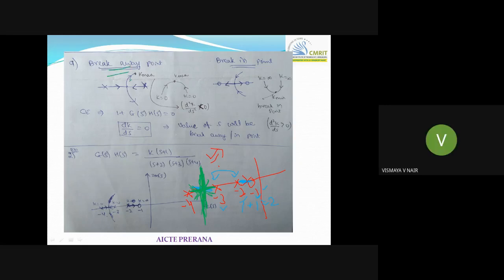Yes, sir. Breakaway point. In between it is breaking, so that is defined by the breakaway point. In this case there are two poles, so a breakaway point will come. If instead of two poles there are two zeros, then it is called a break-in point. Got it? So how to find your breakaway point? You should write down the characteristic equation and do dK by ds. You need to do the differentiation of dK by ds and equate it to 0.